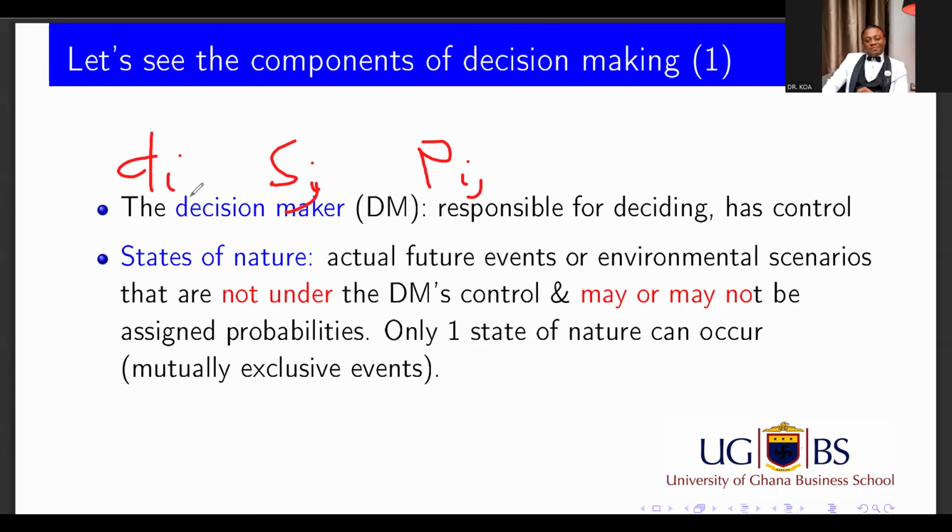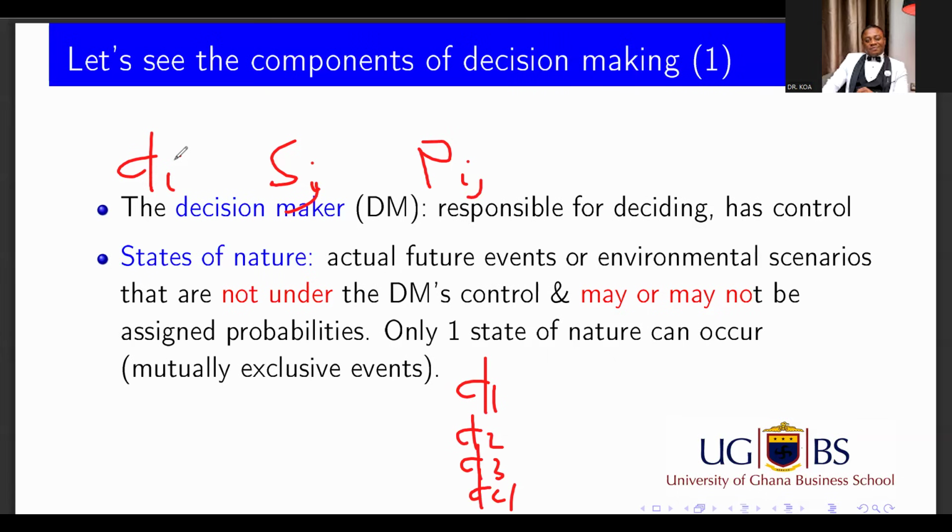So, the decision alternatives are building a stadium, building a bank, building a university. So that's what we mean by decision alternatives. You can number them as D1, D2, D3, D4. That is what we mean by the decision alternative, the items you really want to decide on.